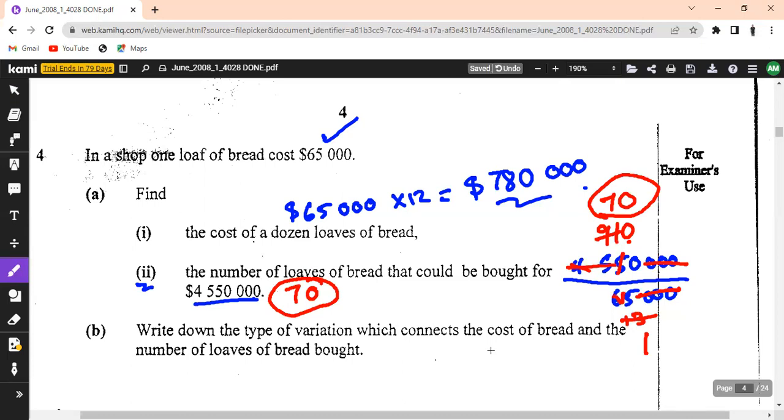Write down the type of variation which connects the cost of bread and the number of loaves of bread. This one is a direct variation. Why? Whereas one is increasing, the other one increases. If you decrease the number of loaves, you decrease the amount that you're going to have. If you increase the number of loaves, you increase the amount. So it goes in a direct way. This is direct variation.